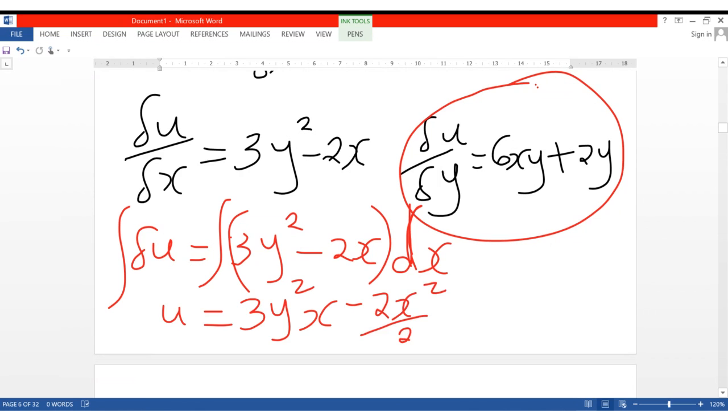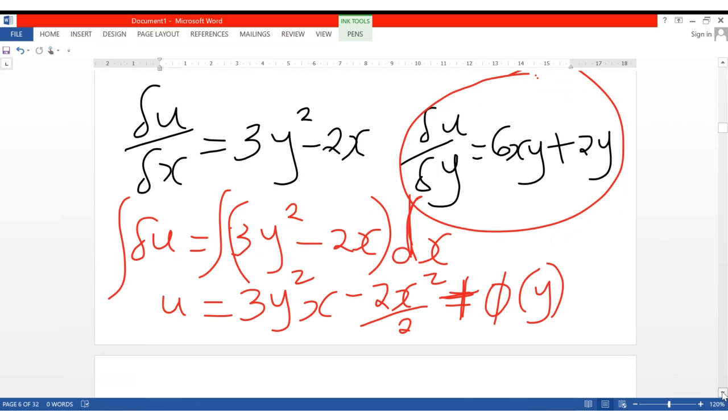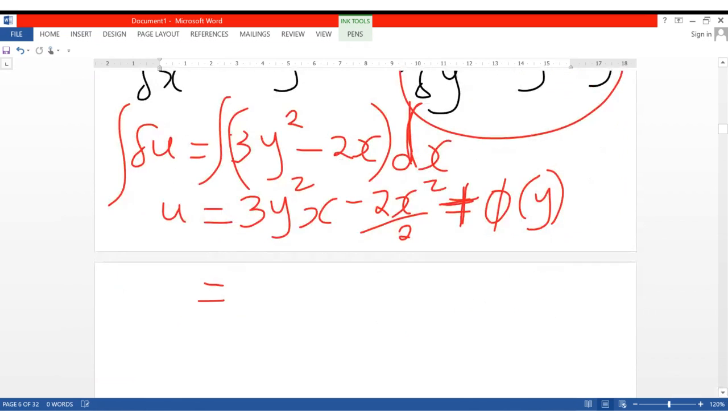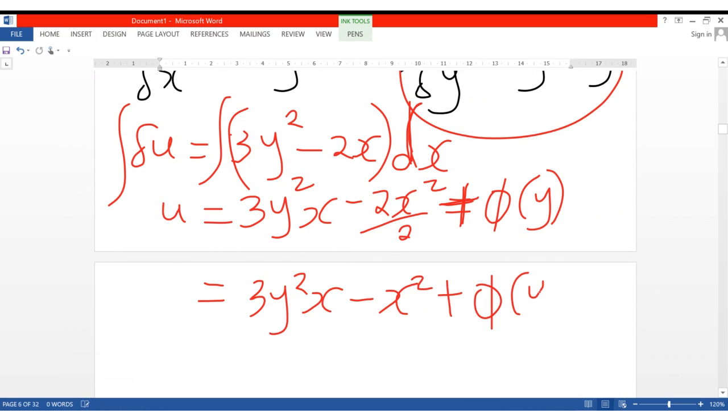And this one will be given by what? Oh, sorry, plus 5y. We said our constant, we shall always call it phi y. If I simplify this one now, I'll be able to end up with 3y squared x minus x squared plus phi y. Always your constant there, but just call it phi y.